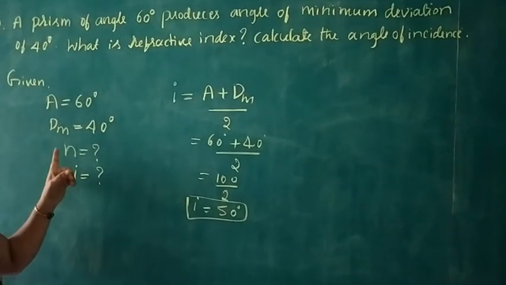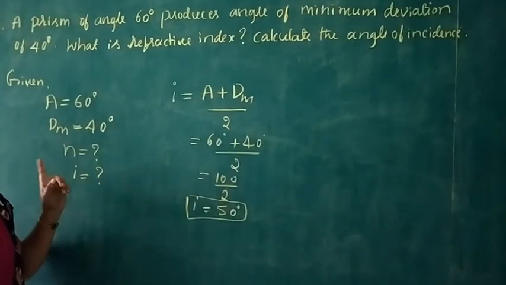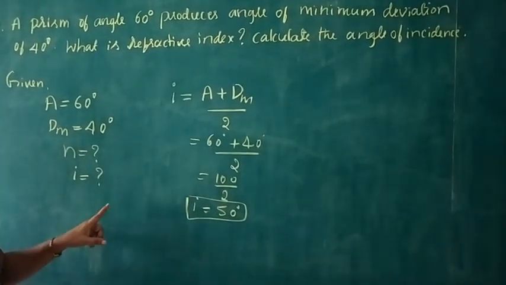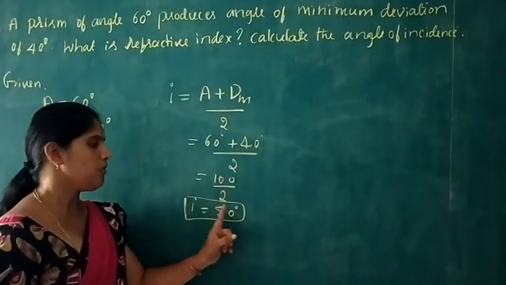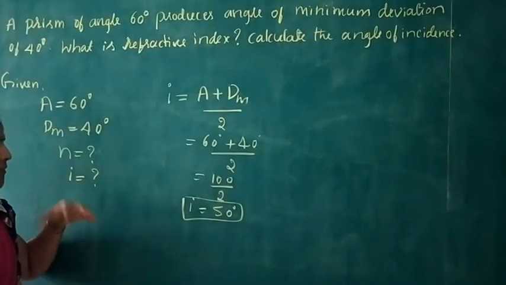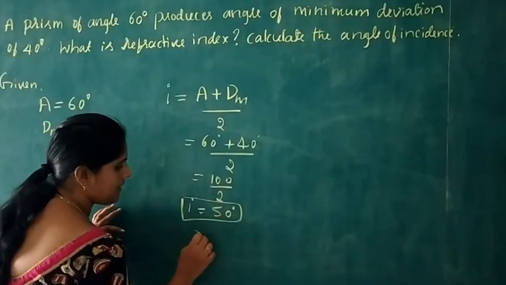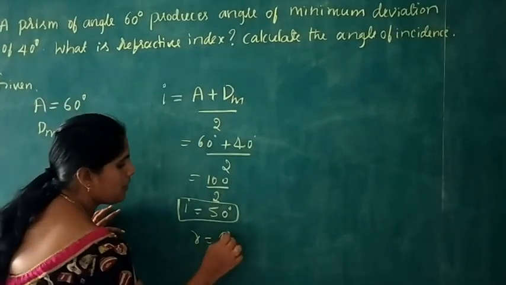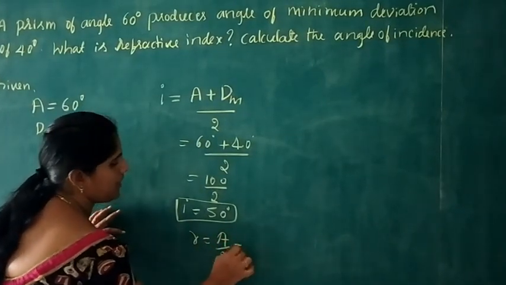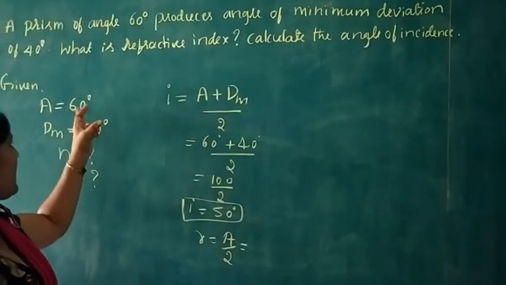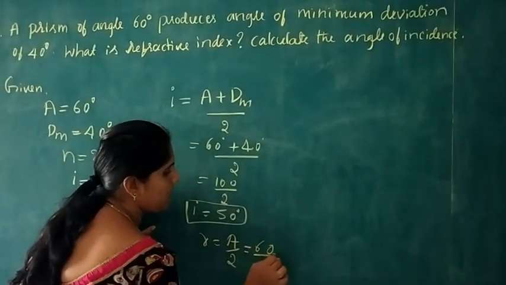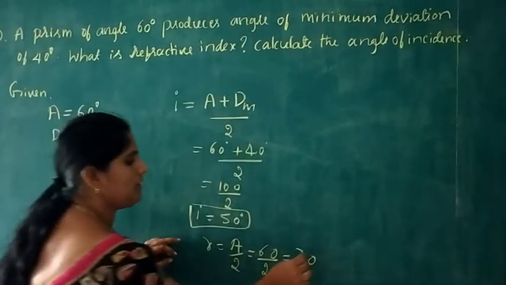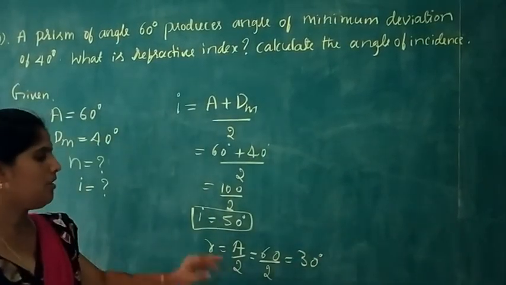To calculate the refractive index, what is the formula? That is n is equal to sin i by sin r. Here the value of i is 50 degree. To calculate n, first we calculate r. That is, the angle of refraction r is equal to A by 2. Here A is 60, divided by 2. 60 by 2 is 30. So r is equal to 30 degree, and i is equal to 50 degree.